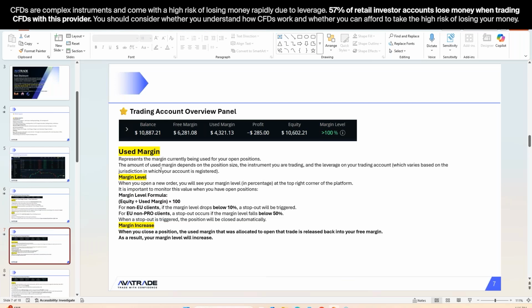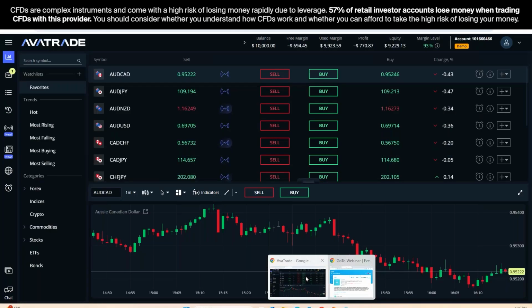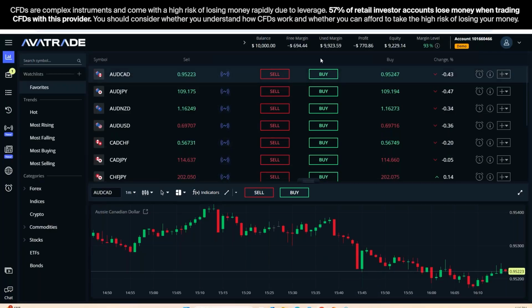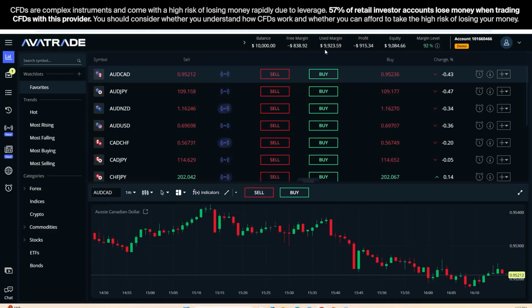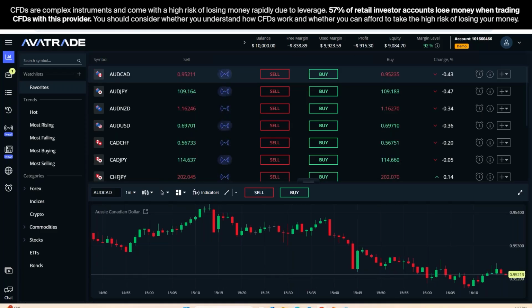We covered that the used margin is equivalent to the amount of margin that was used to open the positions. It means that if you close all of your open positions, you will be left with the used margin on your free margin. This is your margin that will go back to the free margin.